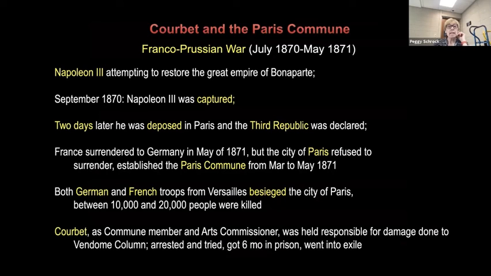Okay, now what happens to Courbet? How does it end for Courbet and the Second Empire? The Second Empire ends in 1870 in a bizarre way. I mean, if you thought these earlier periods were bizarre, they're nothing compared to what happens in 1870 and 71.